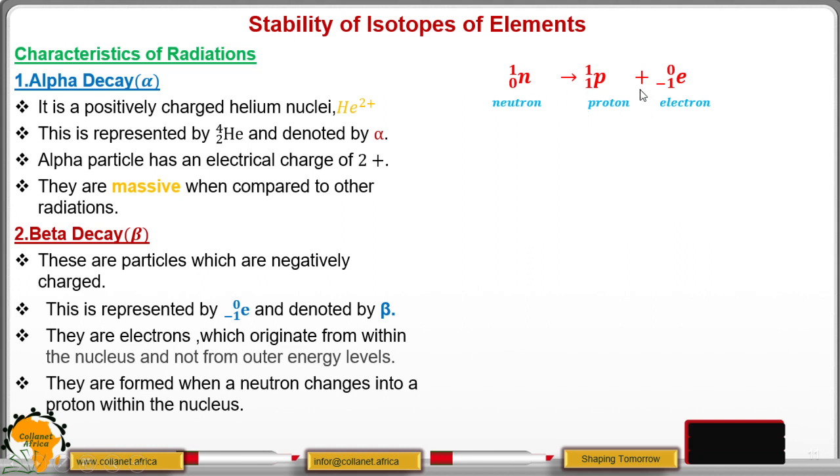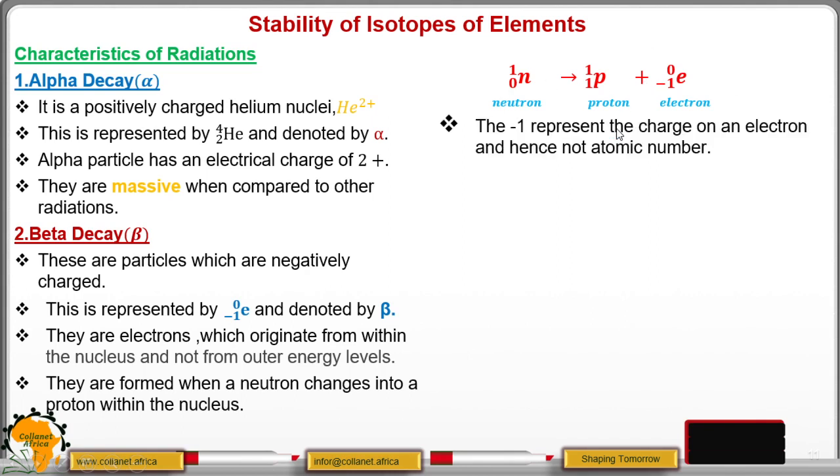And as you can see from here, the sum on the upper part, on the right hand side of the reaction, 1 plus 0 is 1, and on the left side is 1. Then this one is 0, but this one, when you add 1 plus minus 1, again you get 0. Remember, this nuclear reaction has to be balanced. So you have to check whether it is balanced. So the negative one represents the charge on an electron, this one, and not the atomic number. So this one is not referring to the atomic number. It is representing the charge on an electron. So beta particles have an electrical charge of -1. Remember, the alpha particle had an electrical charge of +2.